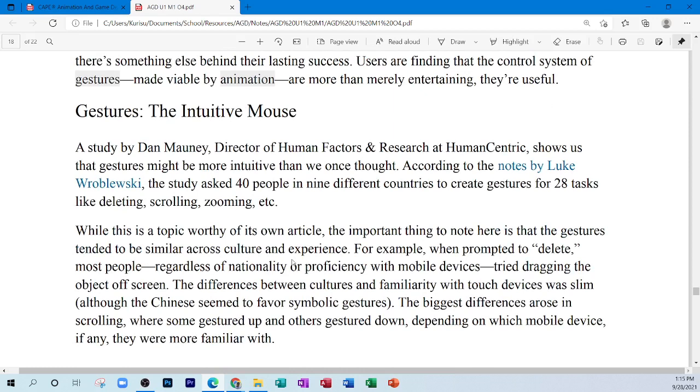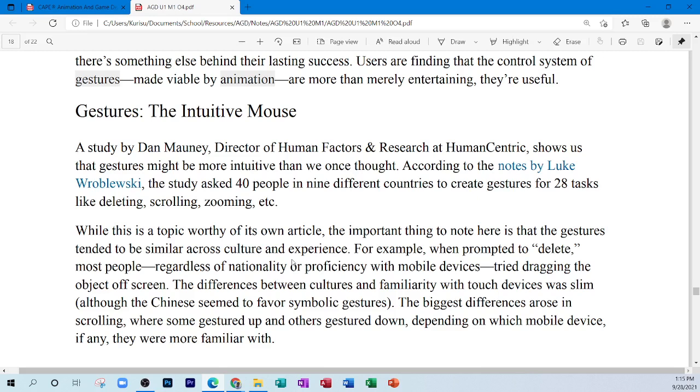A study by Dan Moine, director of human factors and research at Human Centric, shows us that gestures might be more intuitive than we once thought. According to the notes by Luke Robolewski, the study asked 40 people in 9 different countries to create gestures for 28 tasks, like deleting, scrolling, zooming, etc. While this is a topic worthy of its own article, the important thing to note here is that the gestures tended to be similar across culture and experience.